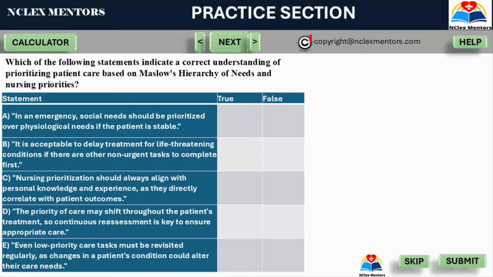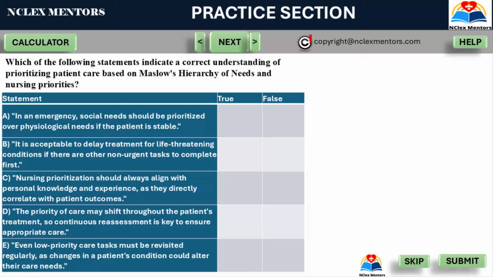A. In an emergency, social needs should be prioritized over physiological needs if the patient is stable. B. It is acceptable to delay treatment for life-threatening conditions if there are other non-urgent tasks to complete first. C. Nursing prioritization should always align with personal knowledge and experience, as they directly correlate with patient outcomes.